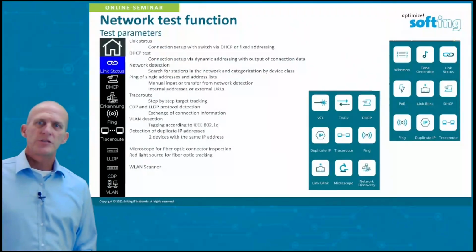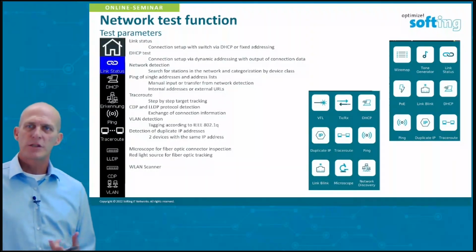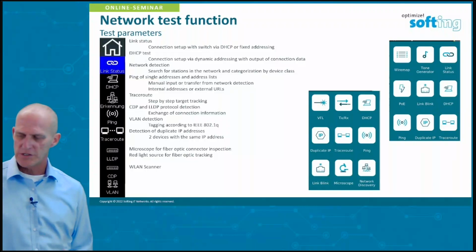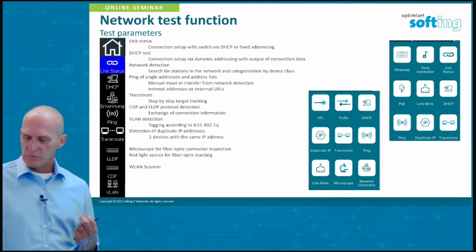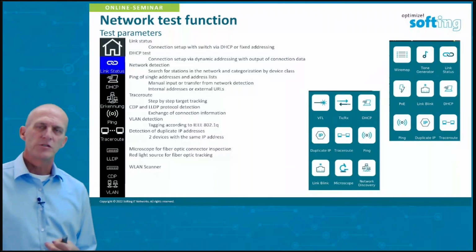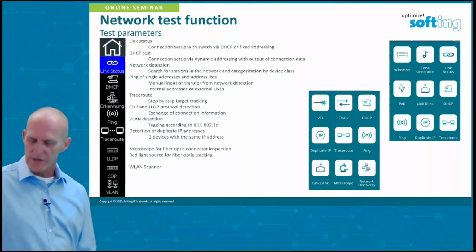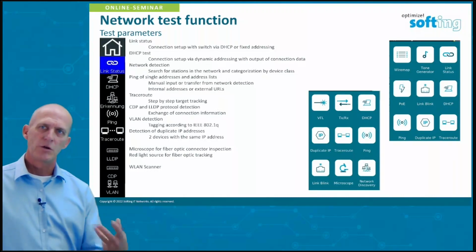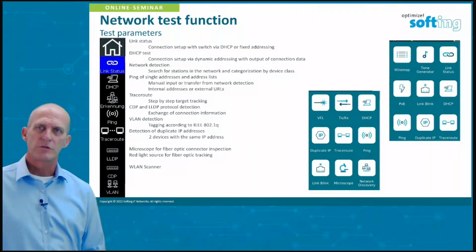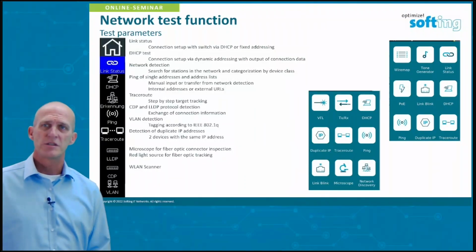So, network test functions. What actually can you test in a network with a handheld tester? You can get information on the link status, like connection setup, speed, DHCP, all these things. You can run network detection. You can see devices in a network, so you can see how many devices are in the network, how they are configured. You can run traceroute to nodes outside of your network or inside of your network. For example, you can run a traceroute to google.com and find out if you can at all access the internet.